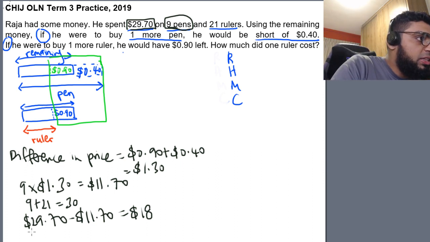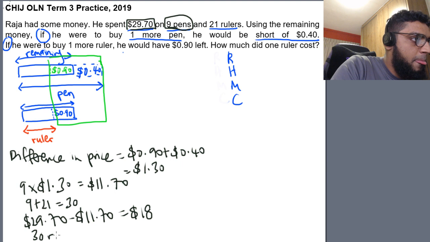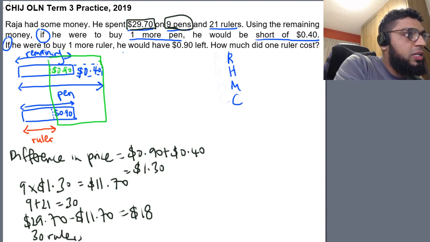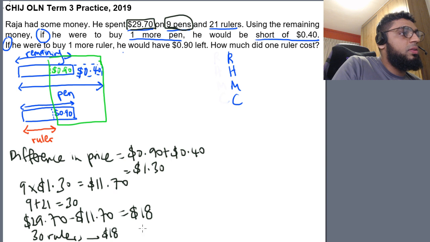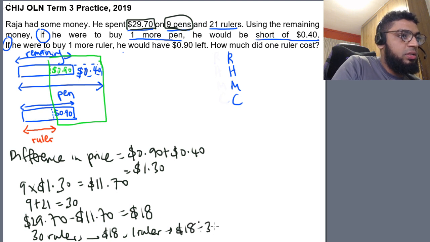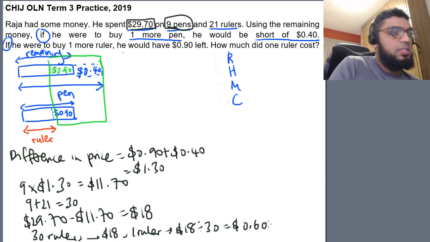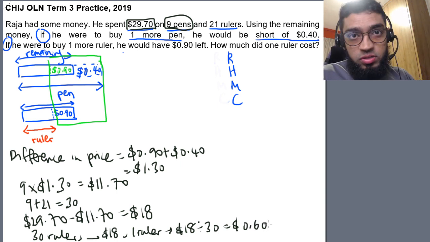Okay, so 30 rulers is having a cost of $18. So from here I can find the cost of one ruler, which is just $18 divided by 30, which will give me an answer of 60 cents. Okay, so this is the answer for this question.